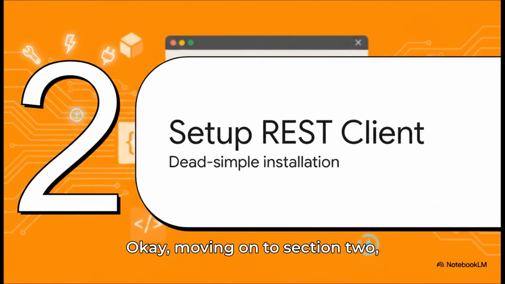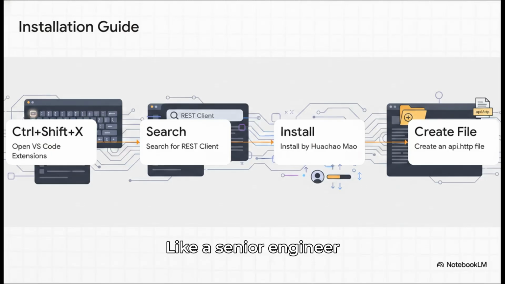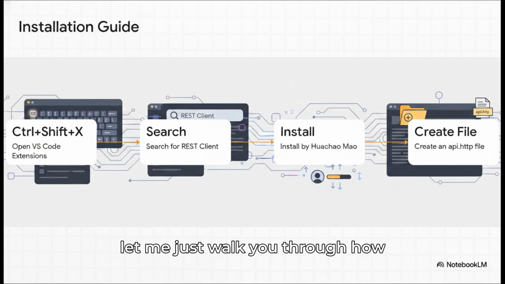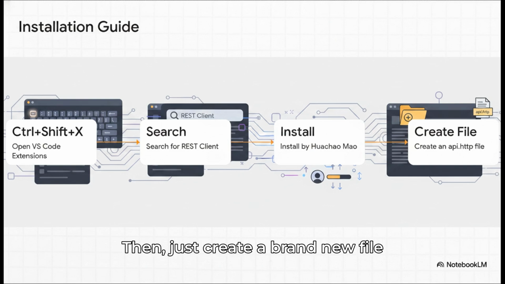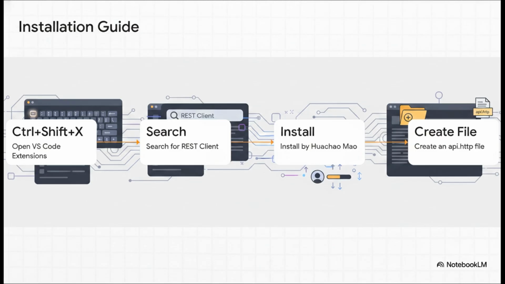Okay, moving on to Section 2, setting up the REST client. Like a senior engineer showing you the ropes, let me just walk you through how dead simple this is. There are no signups. You literally just open your VS Code extensions pane, hit Ctrl-Shift-X, and search for REST client. Look for the one authored by Huachao Mao. It's got millions of downloads, so you can't miss it. Click Install. Then, just create a brand new file in your workspace and name it api.http. And that's it. You're completely ready to go.